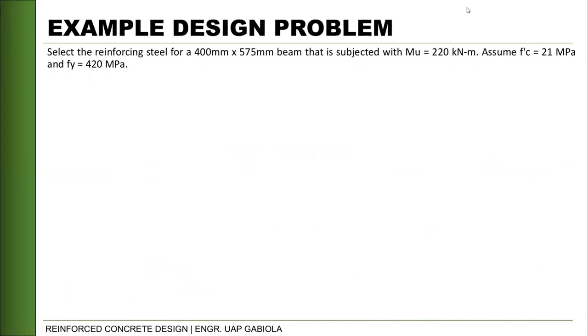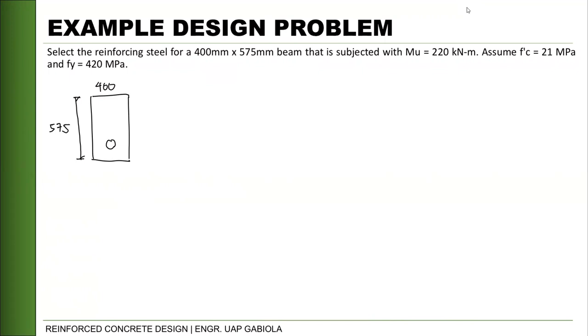We are to select the reinforcing steel for a 400 mm by 575 mm beam that is subjected to a moment of 220 kilonewton meter, assuming that f prime c is 21 megapascal and fy is 420 megapascal. So that is our problem. We need to select the reinforcement for our beam. Our given is a beam with this cross section: 400 for the width, and the height is 575.